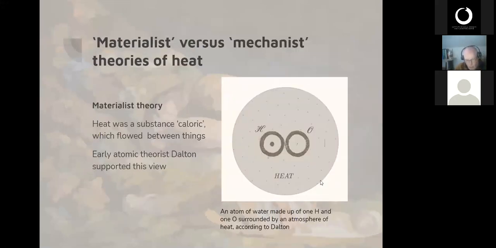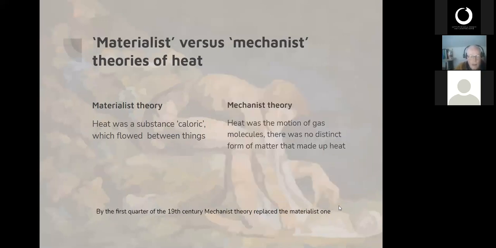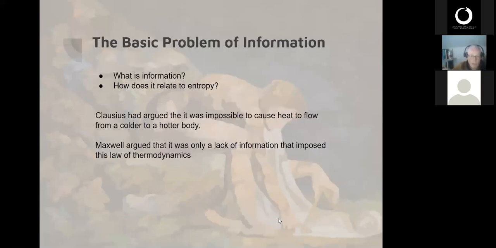I was talking about this before in the context of Marx. There was the materialist theory of heat, in which there was a substance called caloric, and I said that Dalton supported this view. The mechanistic theory was that it was the motion of gases. And by the 19th century, the mechanistic theory had replaced the old materialist one. So let's see what is information, and how does it relate to entropy, as discussed first by the 19th century thinkers.